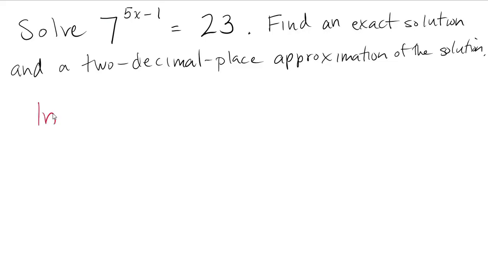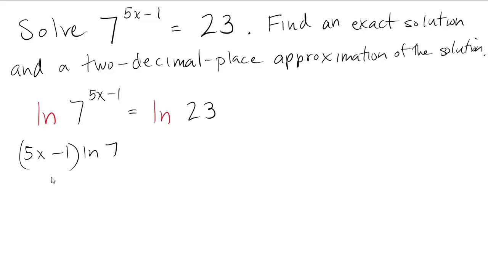The natural log of 7 to the 5x minus 1 is equal to the natural log of 23. Again, the point behind that is now I can bring the exponent down. And what I'm about to write is technically incorrect. When I bring the exponent down like this, I'm not applying the property correctly because the property says that you multiply the exponent by the natural log of the base. In order to show that I'm multiplying the entire exponent by the natural log of the base, I need to trap this in parentheses.